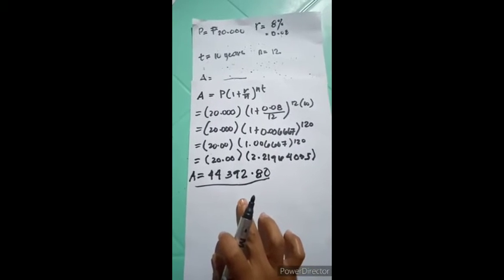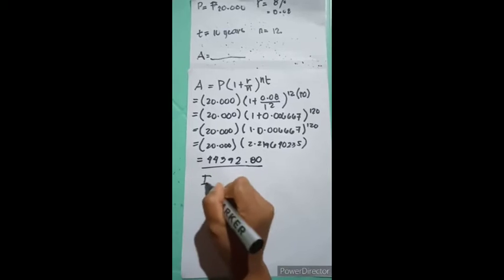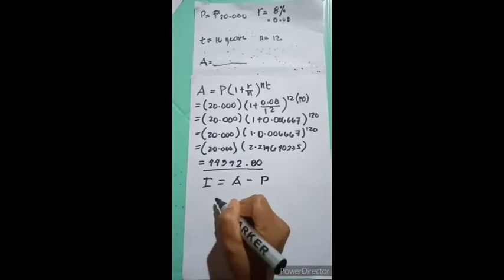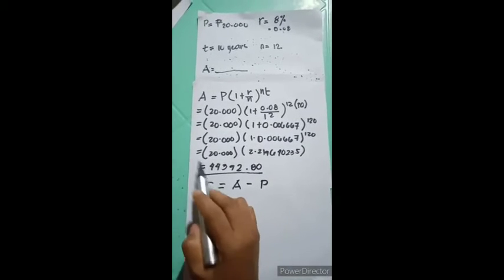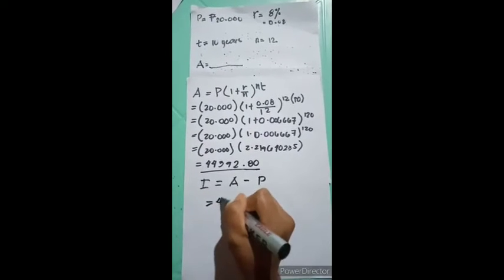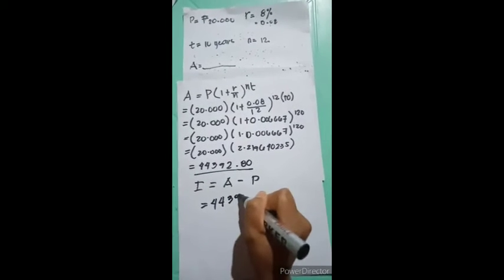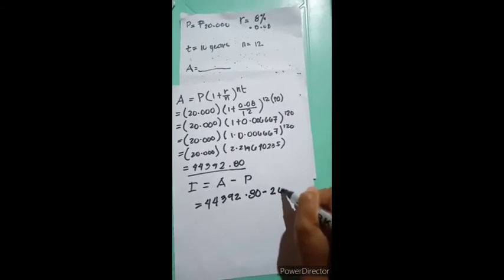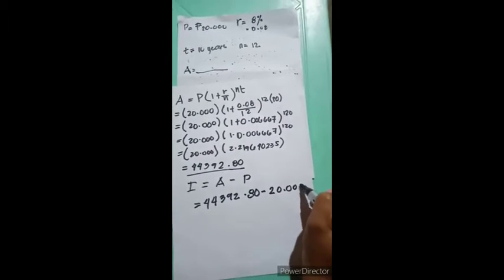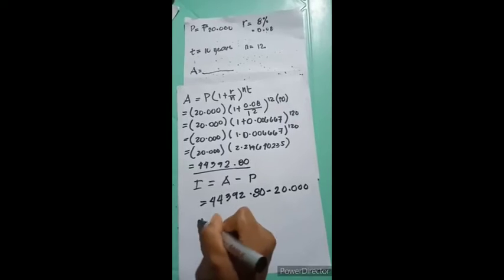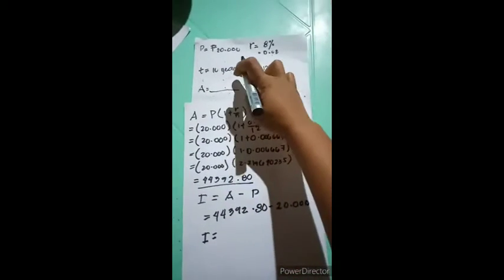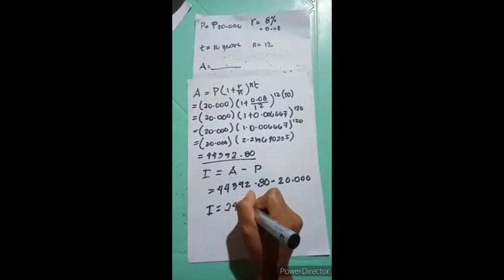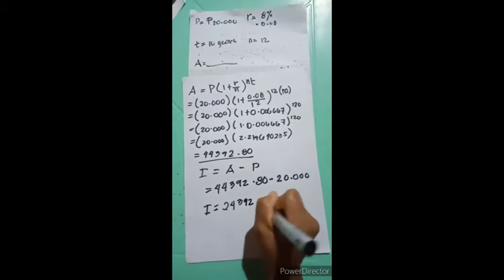To find the interest, interest equals future value minus principal. So the future value is 44,392.80 minus 20,000. So the interest after 10 years is 24,392.80. So that would be our answer.